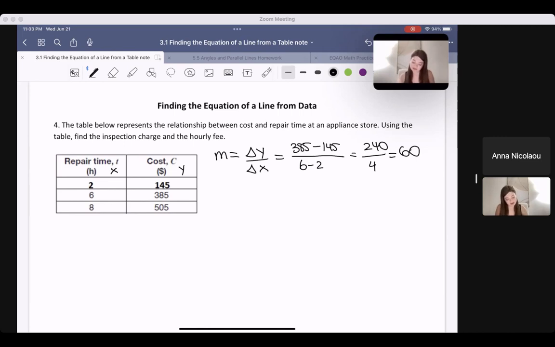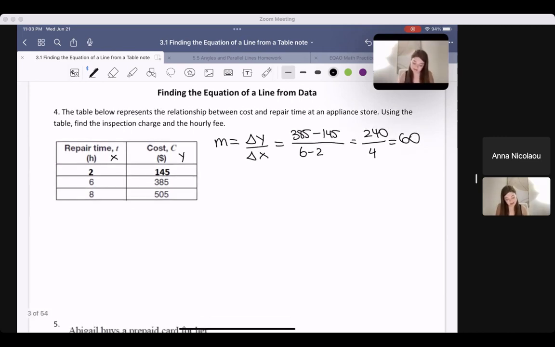All right, so with that all said, now how do we find the b value? Well, we know that y equals mx plus b, and we know that m is 60, so now we just have to find b. So I'm going to plug in one of these numbers. I'm actually going to sub in 145 in this situation, just because it's easiest. However, you can put in any number and you will get the same answer that I get here, because again, this is a linear equation.